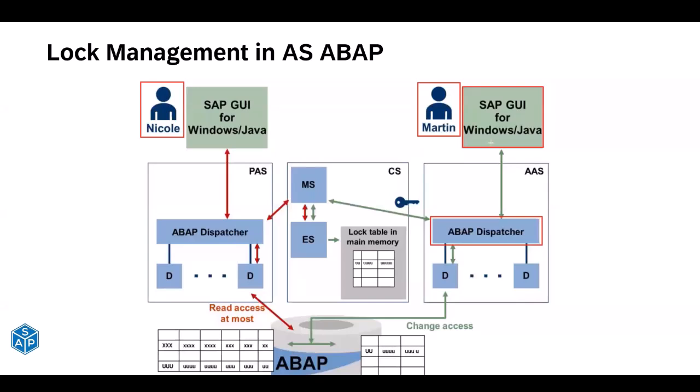Now the request goes to the dispatcher. The dispatcher first checks with the message server. It tells the message server that this user Martin is requesting to modify this document, this screen, or this transaction. So the message server goes to the NQ server and asks whether the data that Martin is asking to modify is being used by someone else.